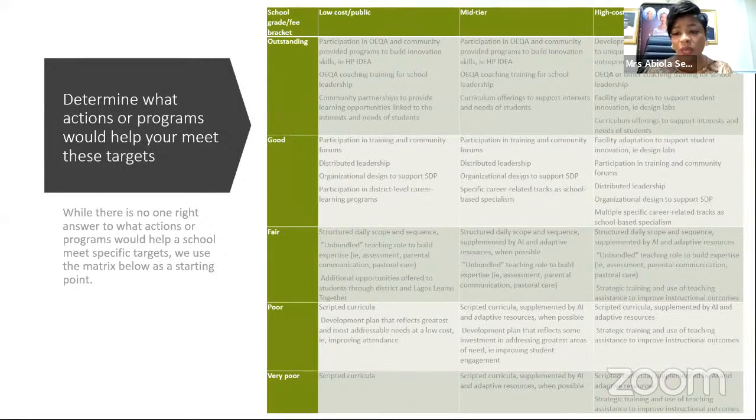So as the OEQA, when we go to a high tier school and when we go to a low cost school, it is possible for a high tier school to be rated very poor. And it is possible for a low-cost school to be rated outstanding. We're not expecting to see the same exact things, but we're expected to see a certain level of standardization for where the school is. And that's why I really, really like this particular framework.